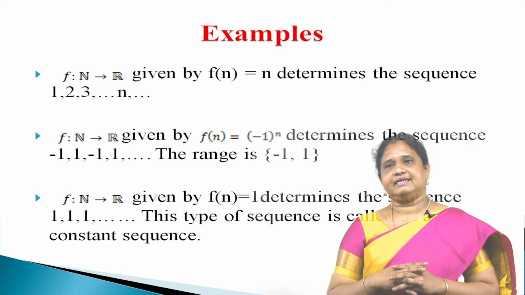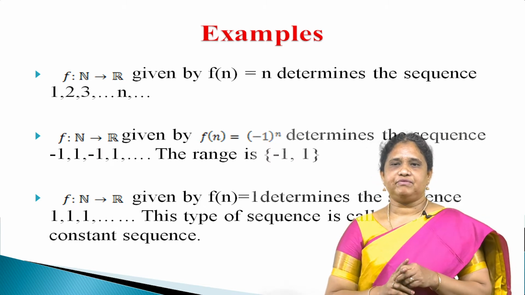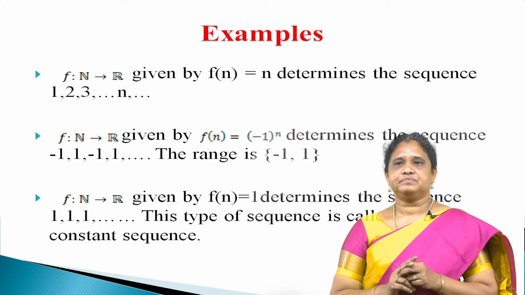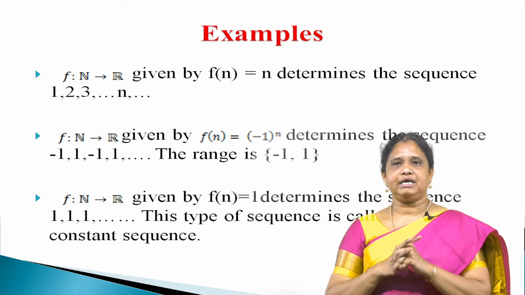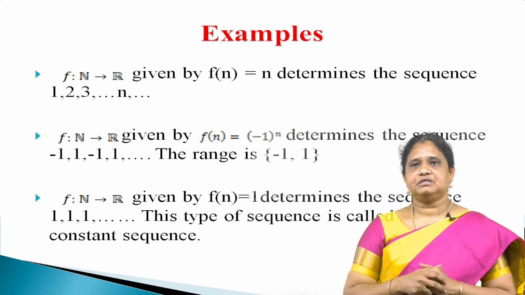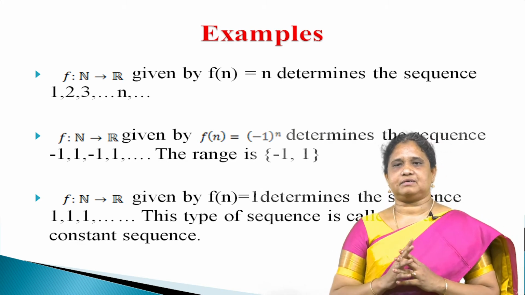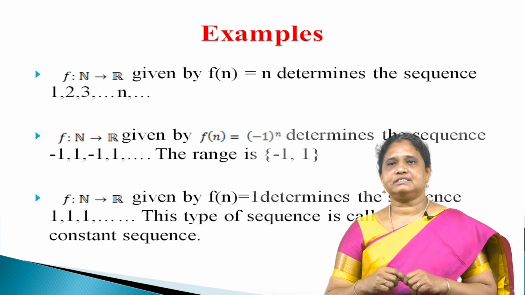Another example, let f from N to R be given by f of n is equal to 1. Here the range contains only 1. No other number comes under the range, and the sequence is 1, 1, 1, etc. So this type of sequence is called a constant sequence.